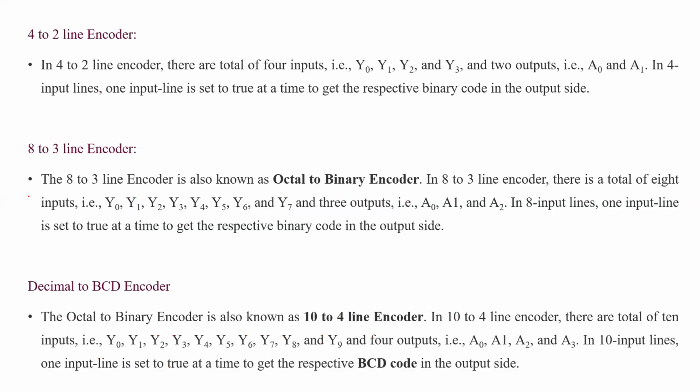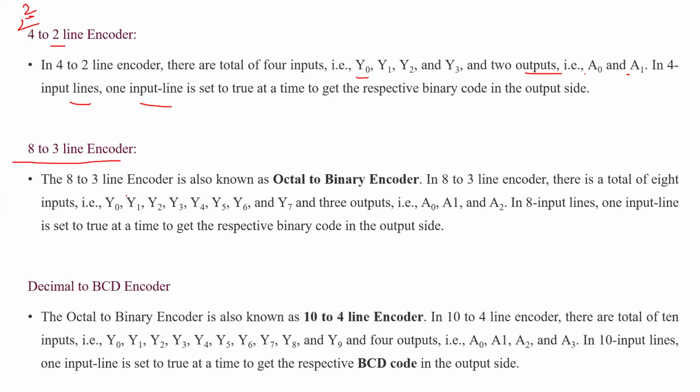We have the 4 to 2 line encoder, the 8 to 3 line encoder, and the decimal to BCD encoder. Suppose 4 to 2 line, as I already said, 2 power 2 is equal to 4, and 2 is the output. In the 4 to 2 line encoder, there are a total of 4 inputs, y0, y1, y2, y3, and 2 outputs, a0 and a1. Of the four input lines, just one input line is true at a time to get the binary code on the output side.